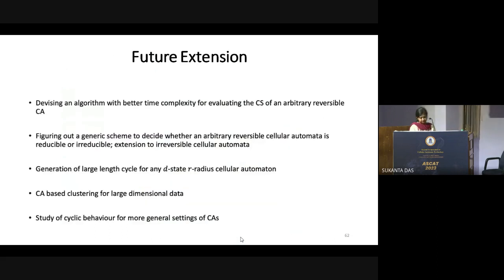And these are a few of my future works. Though we try to reduce the complexity of the cycle structure, it is not for arbitrary CA, so we have to focus on that, and our next focus is clustering for large dimensional data. Definitely, large cycle generation for D state radius, we are restricted here to just ECA.